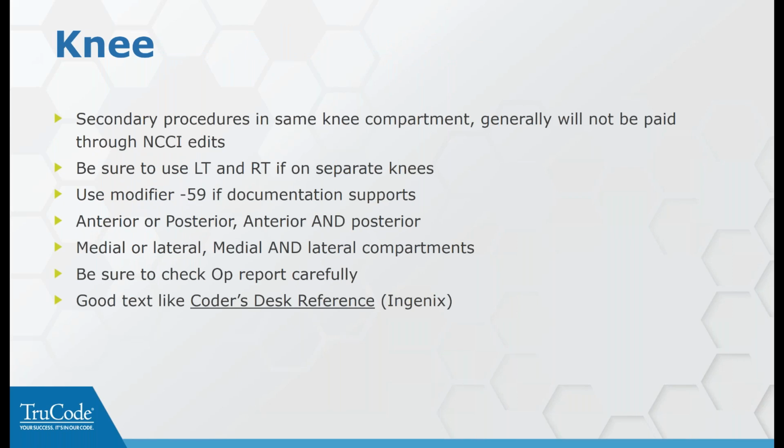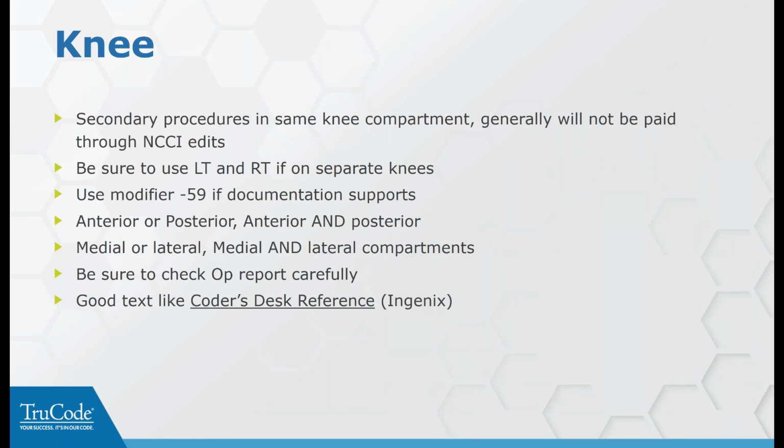When you're doing knee procedures like arthroscopic procedures, typically you've got components of the knee, like a medial component in the middle and a lateral component to the side. When multiple procedures are done in the same knee compartment, typically the secondary procedures are considered incidental and would not be paid separately. But if you do something in the medial compartment and then something different in the lateral compartment, then that will be separate. And to show that, you may have to use a modifier like modifier 59.